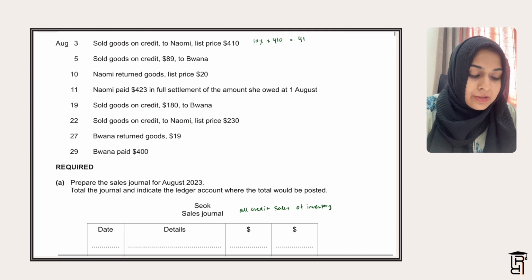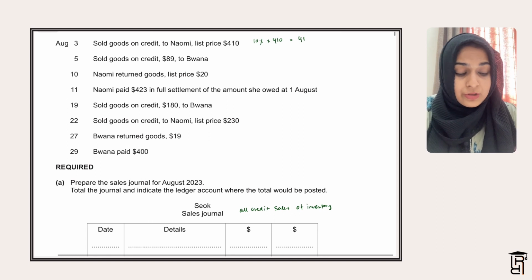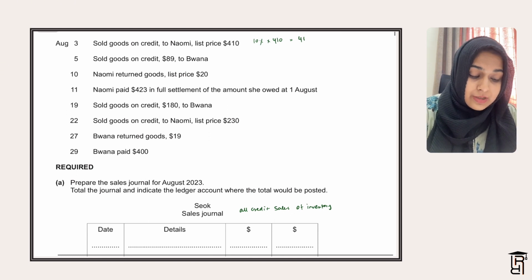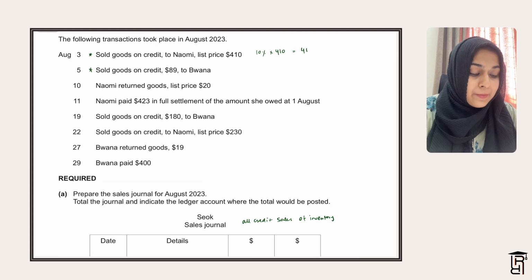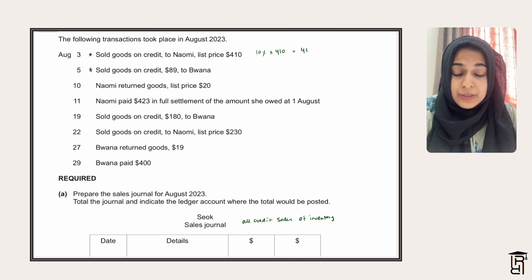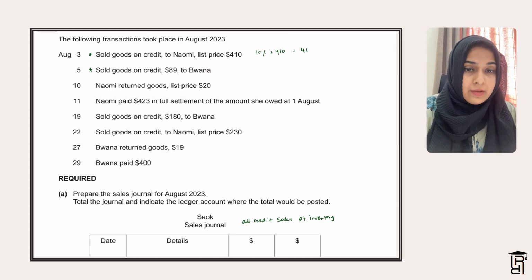Then they're saying Naomi returned goods, list price 20. Naomi was our customer. We had sold goods on credit to Naomi, and now she's returning goods. So that means this should go in the sales returns journal. This doesn't go to the sales journal. Then they are saying Naomi paid $423 in full settlement of the amount she owed at 1st August. This will not come in the sales journal. This will not come in the sales returns journal. This is basically for the account of Naomi, which we will make in one of the parts of this question.